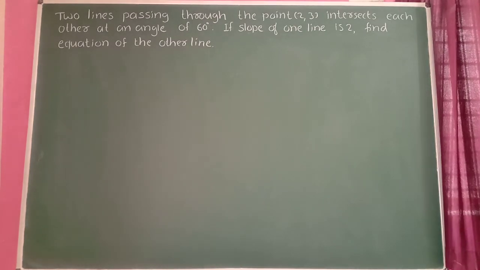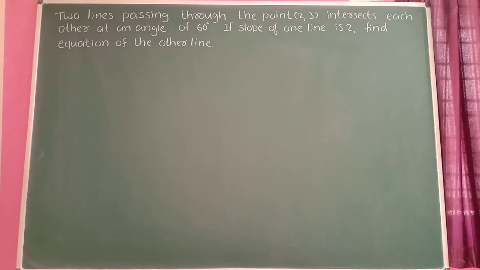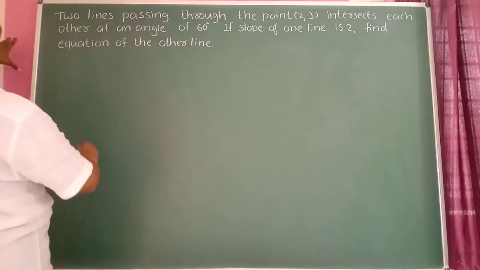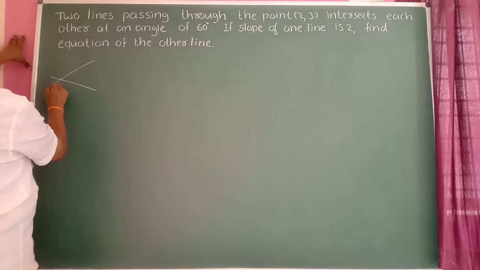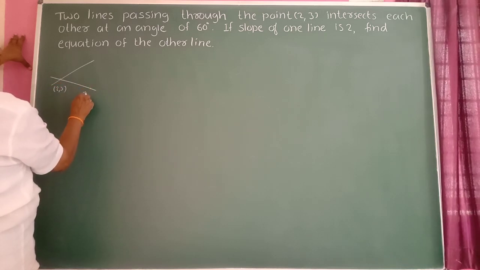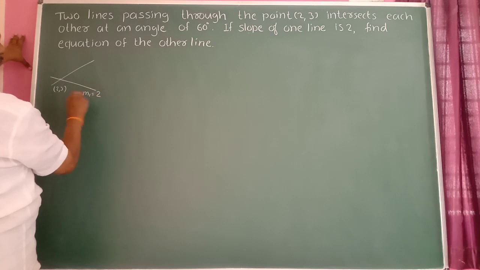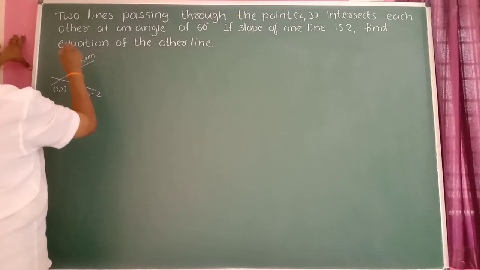Two lines passing through the point 2, 3 intersect each other at an angle of 60 degrees. If the slope of one line is 2, then find the slope and equation of the other line. So two lines pass through the point 2, 3. Consider the slope of one line m1 is equal to 2. We don't know the slope of the other line, so consider it as m.